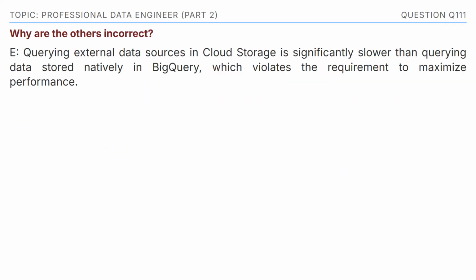Why are the others incorrect? E. Querying external data sources in cloud storage is significantly slower than querying data stored natively in BigQuery, which violates the requirement to maximize performance.